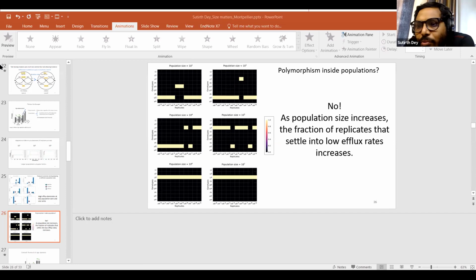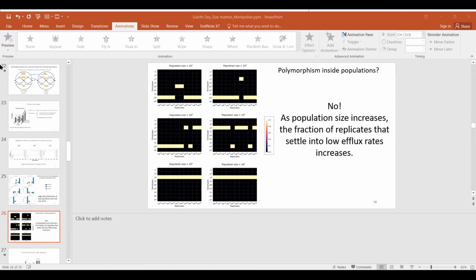Now think about this. This is something where we are looking at the equilibrium, right? Now, when it comes to our experimental populations, we don't know where the equilibrium is. So it is entirely possible that we are catching them much before the equilibrium.